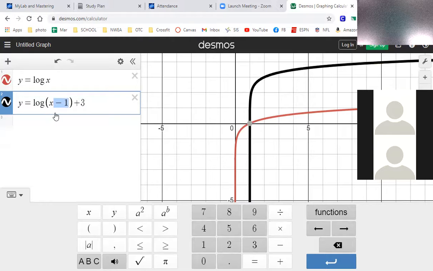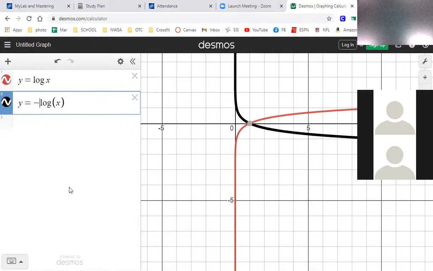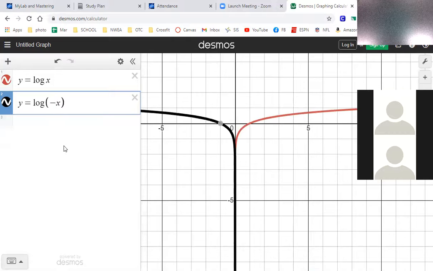And then negatives are still going to make things flip. So if I put a negative in front of the log, that reflects it over the x-axis. So it flips it vertically. If I put that negative inside and make my x negative here, that flips it over the y-axis. So that flips the whole thing horizontally.